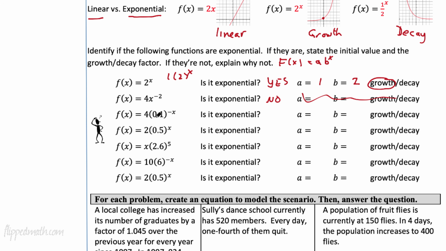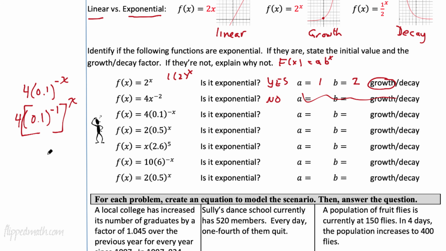Next example. We have 4 times 0.1 to the negative x. Let me rewrite that over here. So we have 4 times 0.1 to the negative x. Well, I'm going to use our exponent rules, which I know you guys all love because you just passed a mastery check, right? Instead of negative x, I'm going to rewrite it like this.